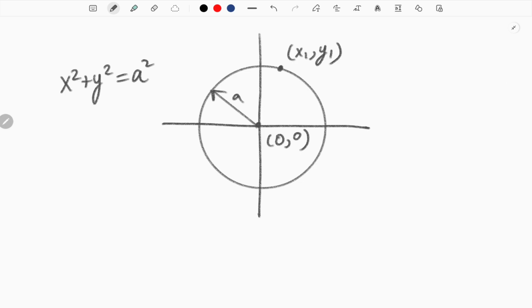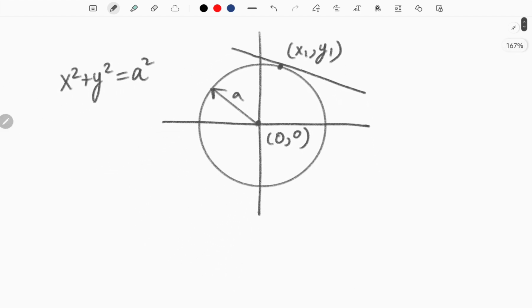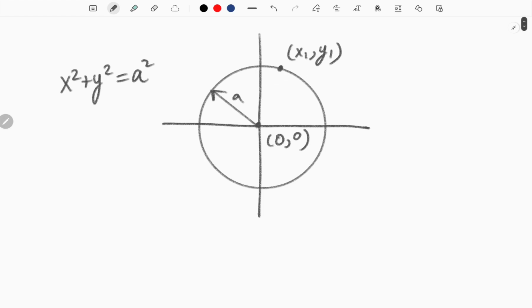So, at this point, there can be numerous lines which can be drawn. We are looking for this line, which is a tangent to the circle, which touches the circle at only 1 point. But there are numerous number of lines which can be drawn. So how do we pinpoint that line?